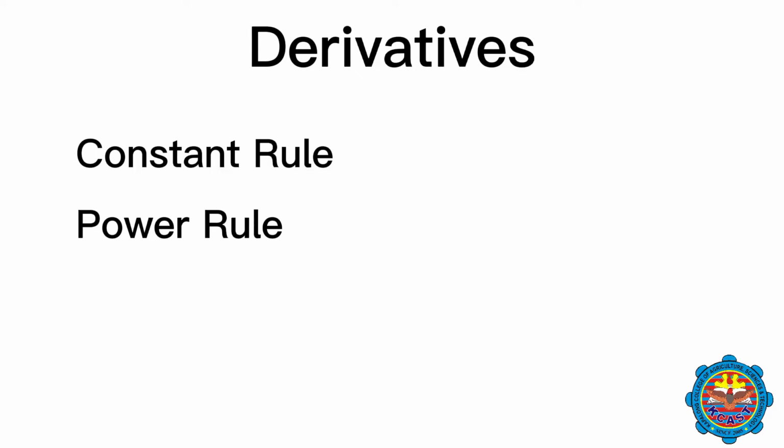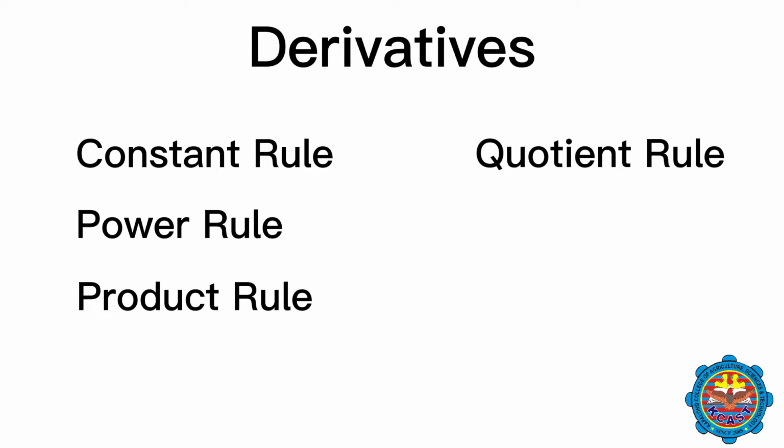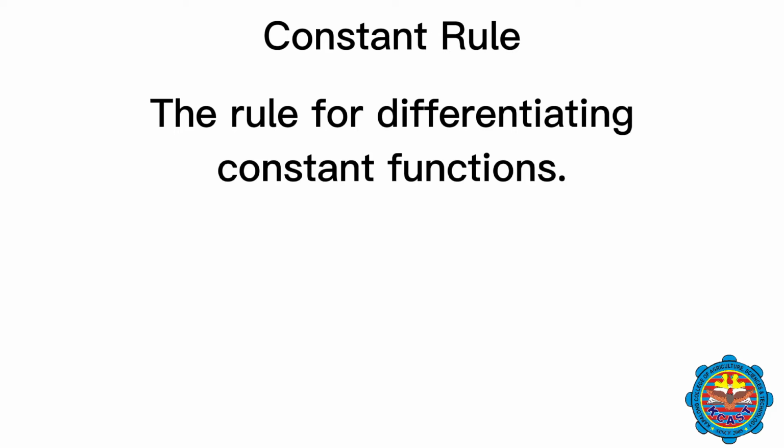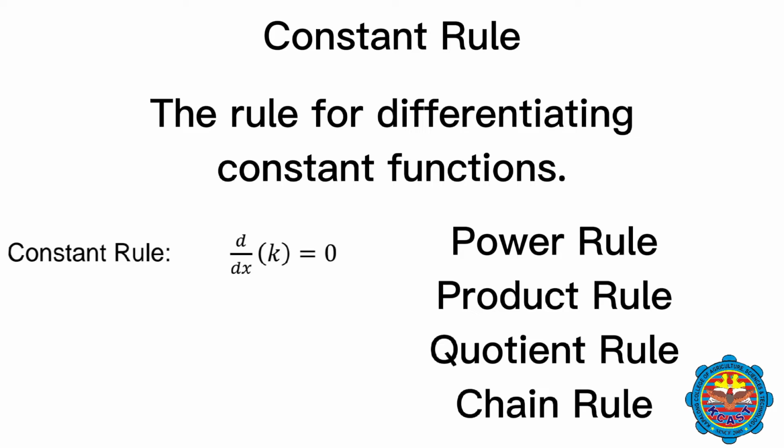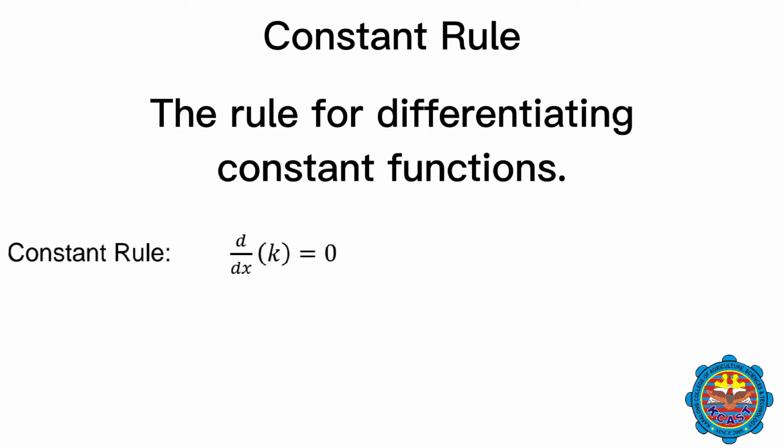And now we are going to apply derivatives using different rules classified as constant rule, power rule, product rule, quotient rule, and chain rule. First, we have the constant rule. This is the rule for differentiating constant functions, expressed using this formula: the derivative with respect to x of k equals 0. It is used in every derivative rule, specifically the power rule, product rule, quotient rule, and chain rule, in which k is the value that should be given a derivative in a certain rule like this.